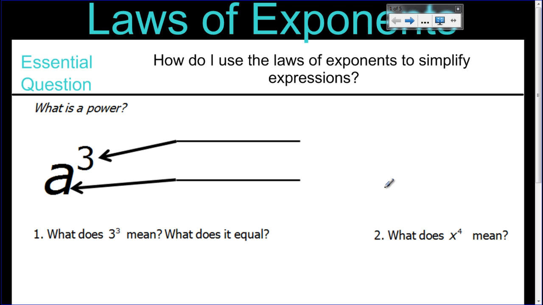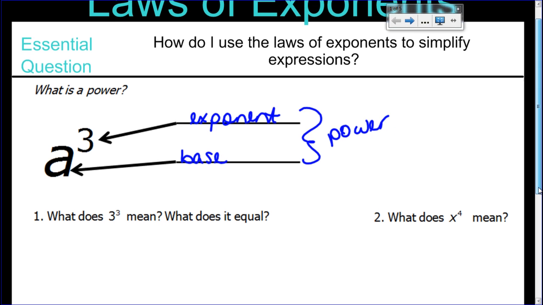And when you have an example like this, an a to the third, it has two parts. It has a base, which is the a. We call that the base. And then the 3 is called the exponent. The whole thing, base and exponent, when you put it together, is called a power, because I have a to the third power. That's how you say it. So the a is the base, 3 is the exponent.